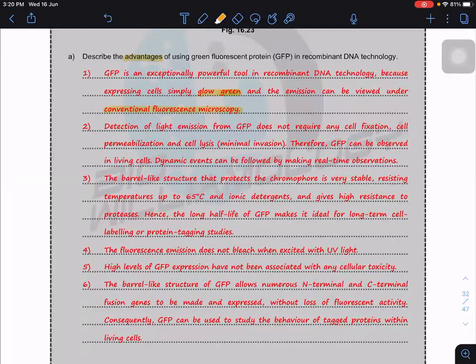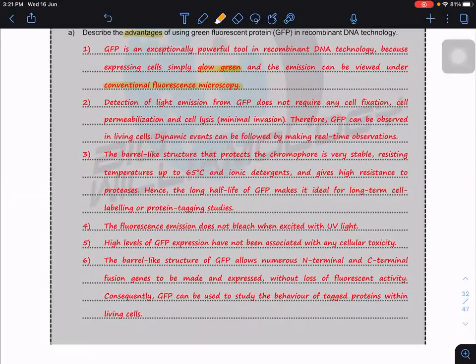If, let's say, you want to know how the cell expresses, then you have to kill the cell and then extract the protein, then we only know whether they successfully transformed or not. But now, very simple, you just view it under the fluorescent light microscope, then you will be able to see which cell actually took up the gene of interest already, okay?